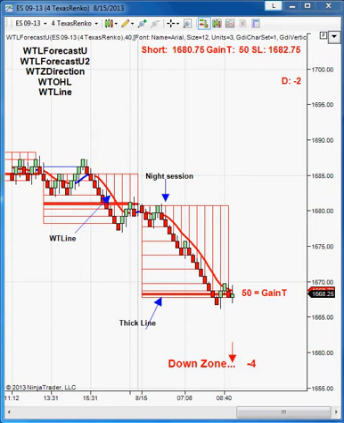The short trade last night was automatically calculated at 1680.75, and the trade has not closed yet. Once the trade closes, it will make new lines. The vertical line did not close yet, and neither did the horizontal lines. So let me plot the other indicator.